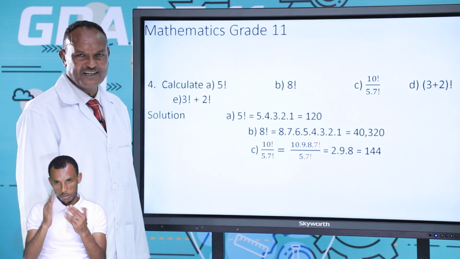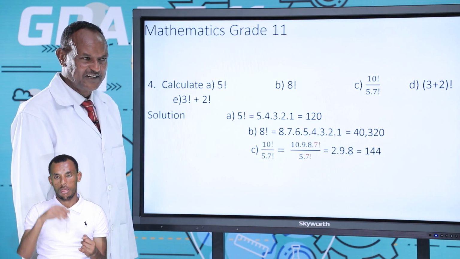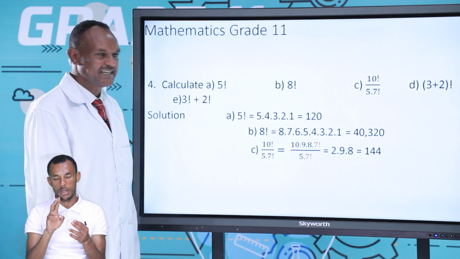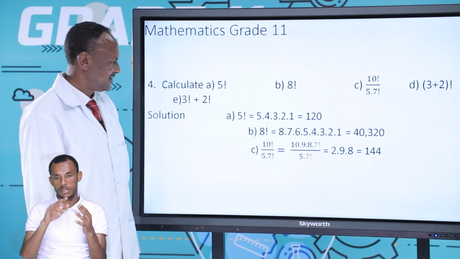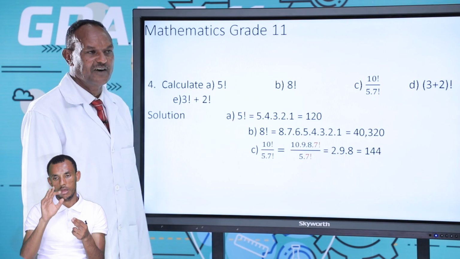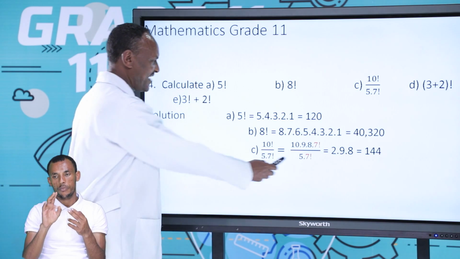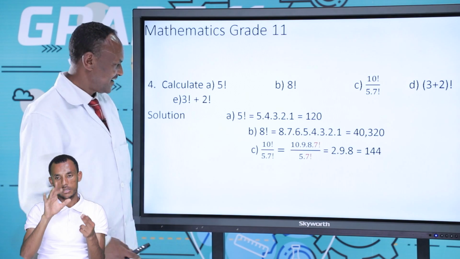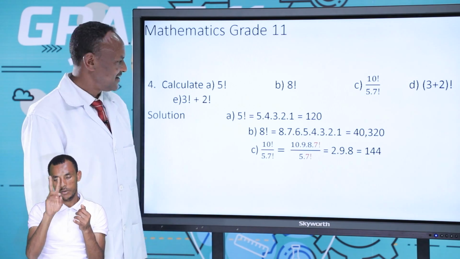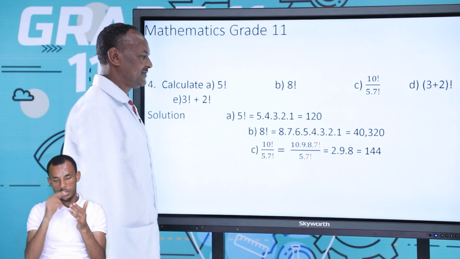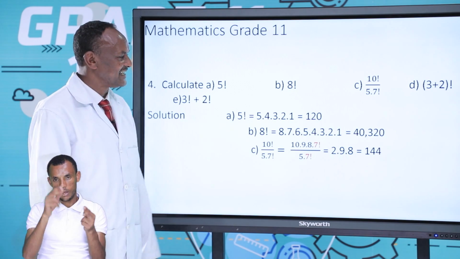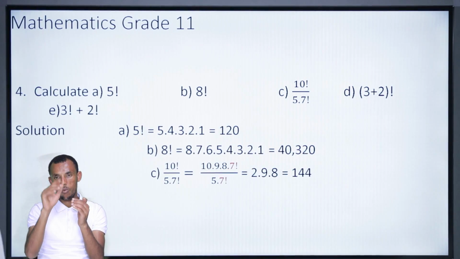Third, simplify this fraction. 10 factorial over 5 times 7 factorial. 10 factorial means the product of the first 10 natural numbers, which could be written as a product 10 times 9 times 8 times 7 factorial over 5 times 7 factorial. Take care, the factorial is used only for 7, not for 5, because we don't have a bracket. When these are simplified, and by 5 we'll have 2. 2 times 9 times 8 gives a value of 144.